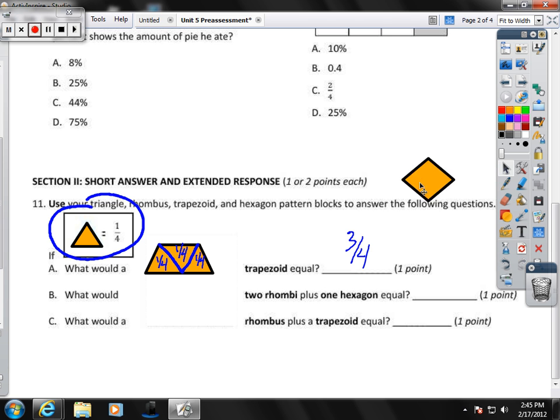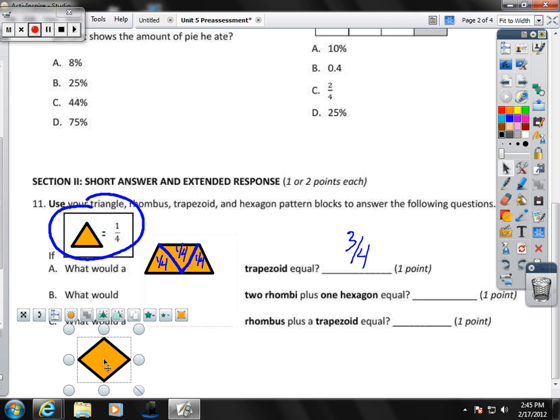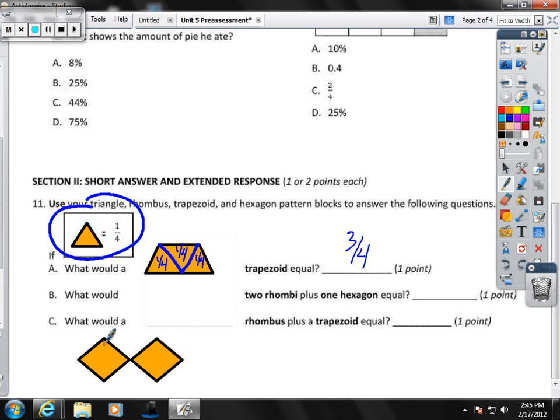Well, this is one rhombus, and we're going to make 2 of those, and we'll set them side by side. And I can tell pretty easily that I can take that rhombus and split it into 2 triangles. And I have, again, a 1/4 here, a 1/4 here, 1/4 there, and 1/4 here. And I know that because I have 4/4, and that equals 1 whole. So 2 rhombi are 1 whole.